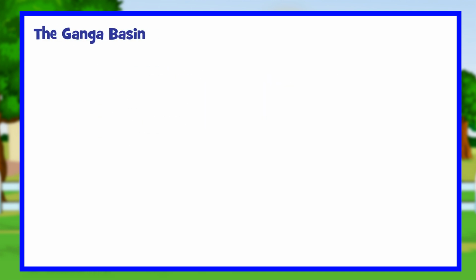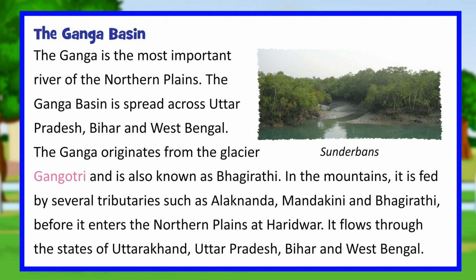The Ganga Basin. The Ganga is the most important river of the northern plains. The Ganga Basin is spread across Uttar Pradesh, Bihar, and West Bengal. The Ganga originates from the glacier Gangotri and is also known as Bhagirathi. In the mountains, it is fed by several tributaries such as Alaknanda, Mandakini, and Bhagirathi, before it enters the northern plains at Haridwar. It flows through the states of Uttarakhand, Uttar Pradesh, Bihar, and West Bengal.